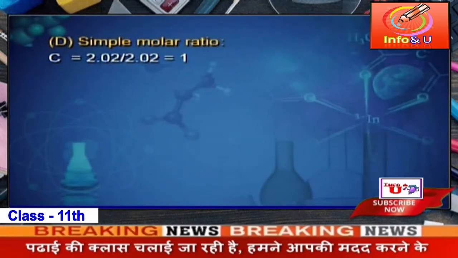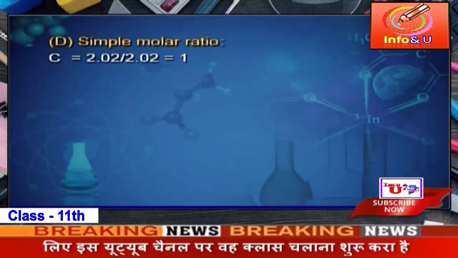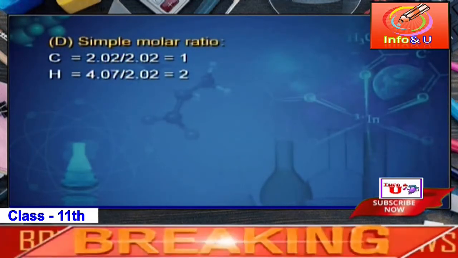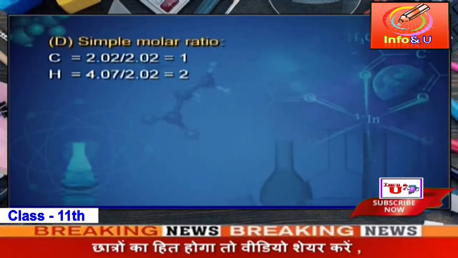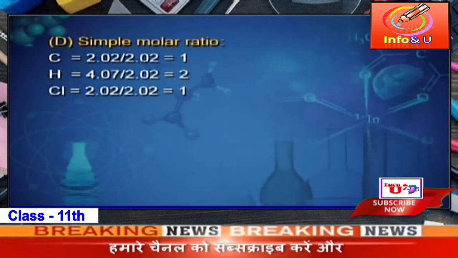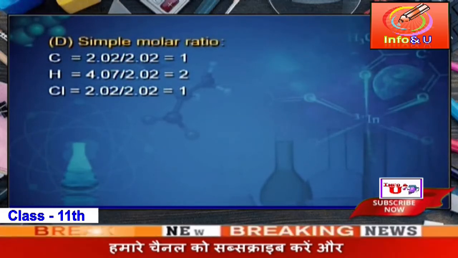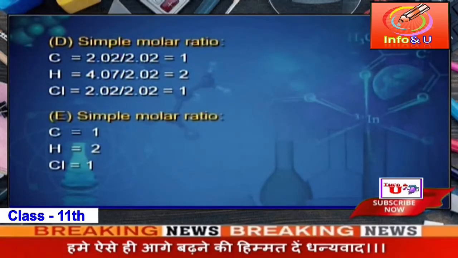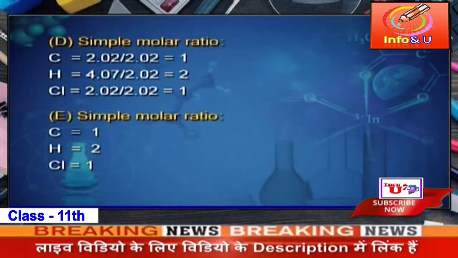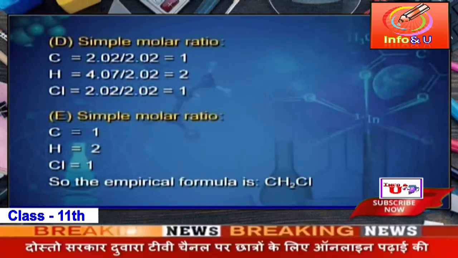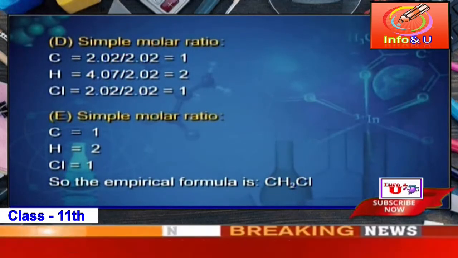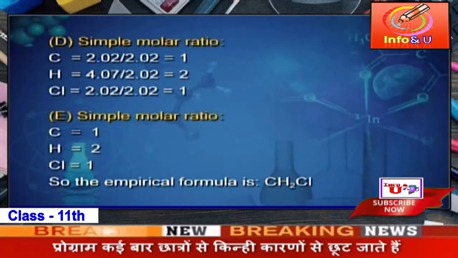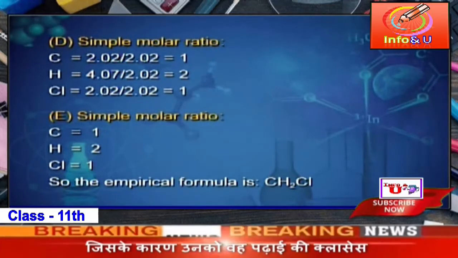For carbon it will be 2.02 divided by 2.02, which is equal to 1. For hydrogen it will be 4.07 divided by 2.02, which is equal to 2. And for chlorine, 2.02 divided by 2.02, which is equal to 1. So the simple molar ratio of carbon, hydrogen and chlorine is 1:2:1. So the empirical formula is CH2Cl.